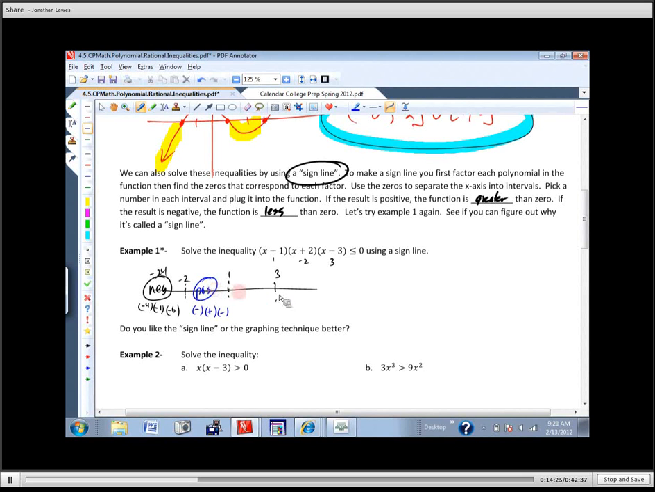Pick a number in between 1 and 3. Let's plug in a 2. For this first one, if you put a 2 here, positive.